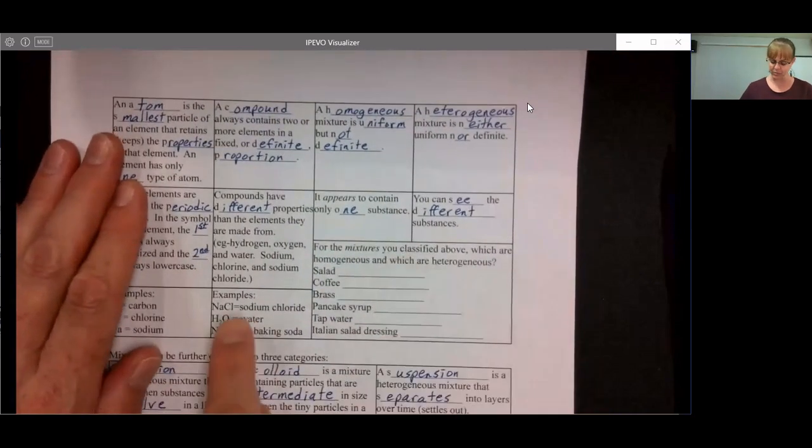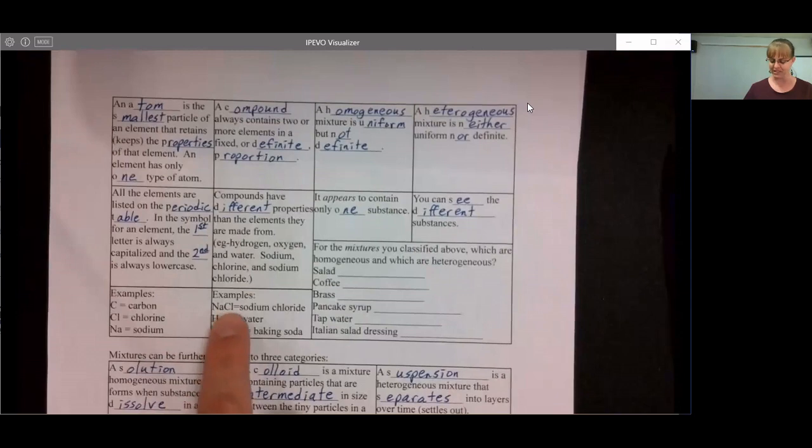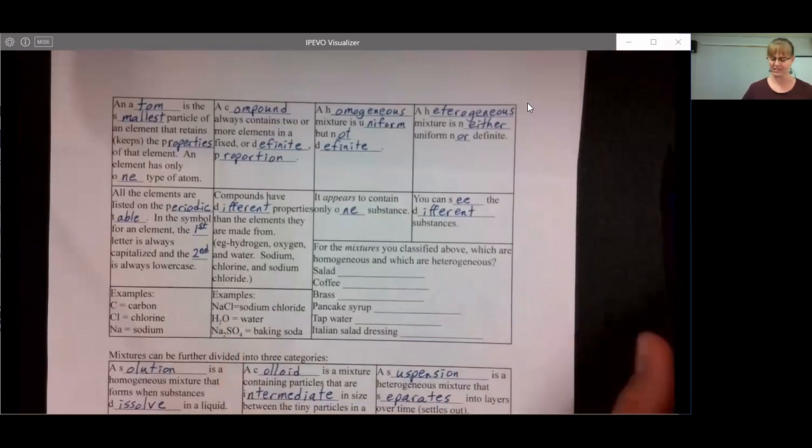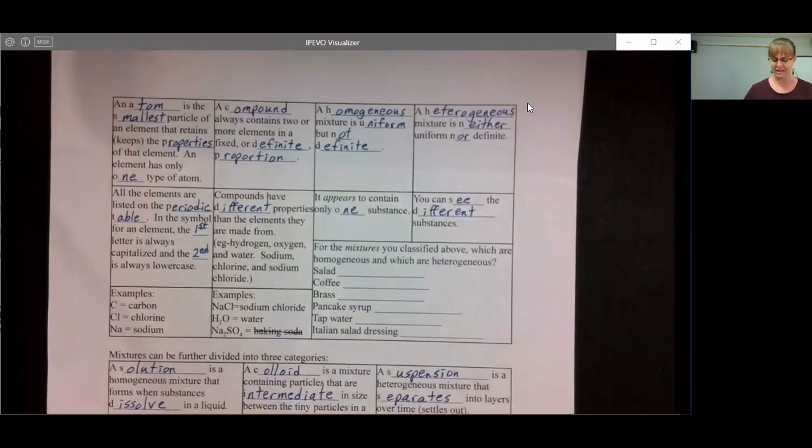Some examples of compounds, as we've already said, sodium chloride. Notice the two capital letters. That's how you know that it's a compound instead of just sodium atoms or just chlorine atoms. H2O, two capital letters again, telling me that I have two elements in water. Na2SO4, capital N, capital S, capital O. So we have three elements, three types of atoms in this compound. Notice we have two sodiums, Na is sodium. Sulfur, we just have one of those because they didn't put a number. And oxygen, we have four of those. And that's the formula, not the formula for baking soda. That is the formula for something else. All right.